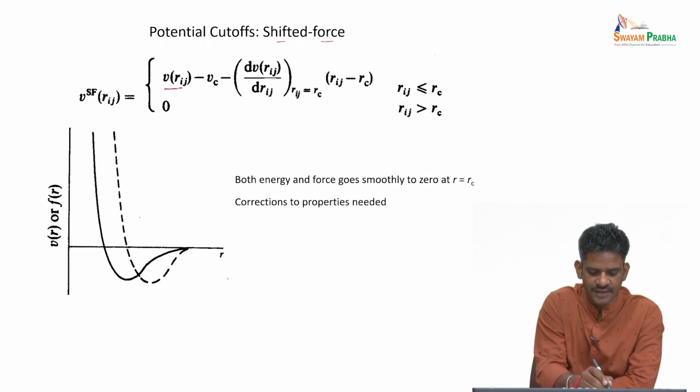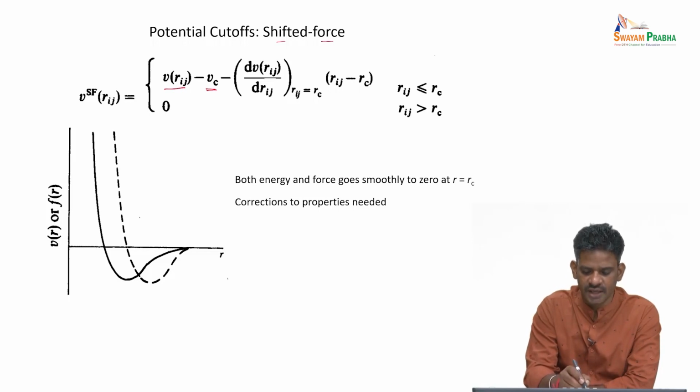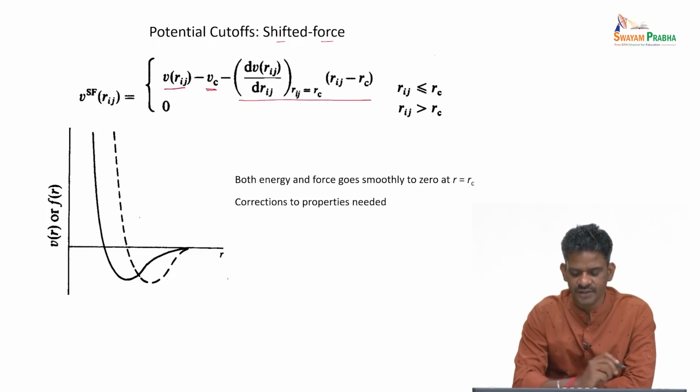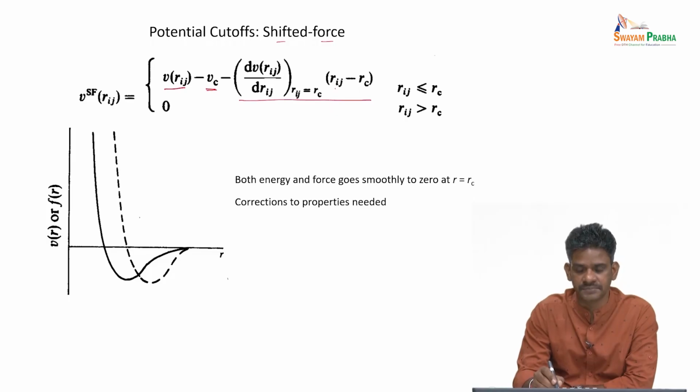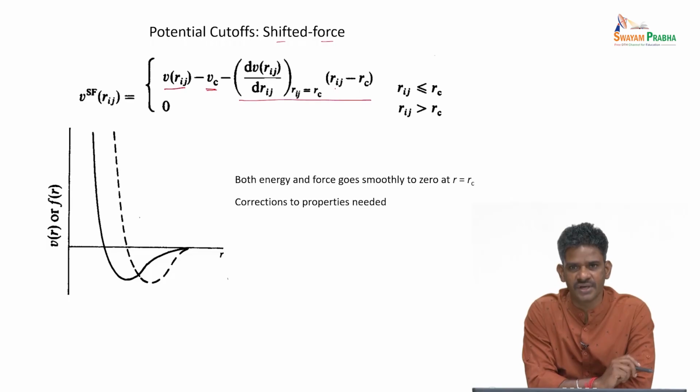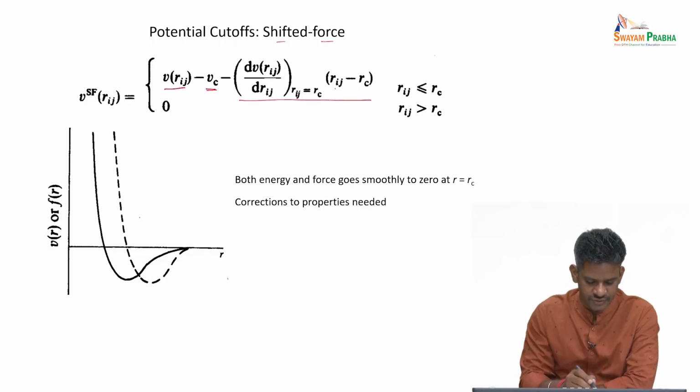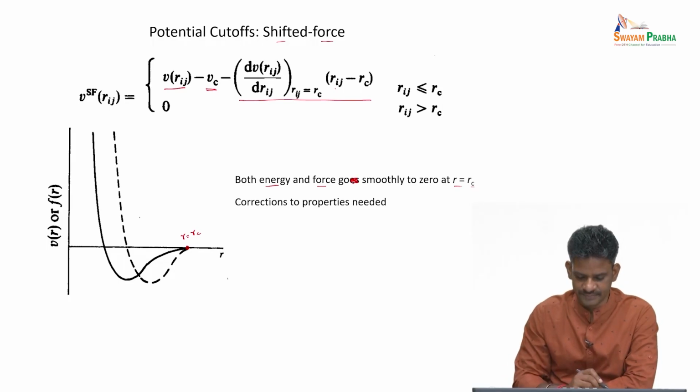So, this is the full Lennard-Jones potential. This is now truncated, shifted, and then an additional term is added, which is linear in R. And then if you take the derivative of this potential and substitute R equal to RC, you will see that the force also goes to 0, and at this particular point, that is at R equal to RC, both energy and force go smoothly to 0.